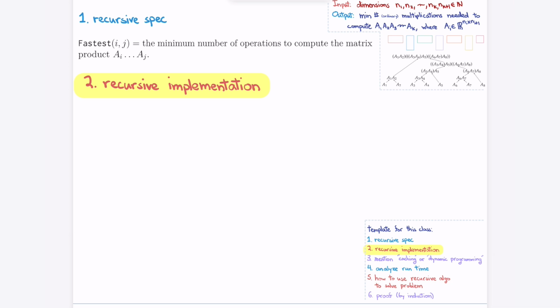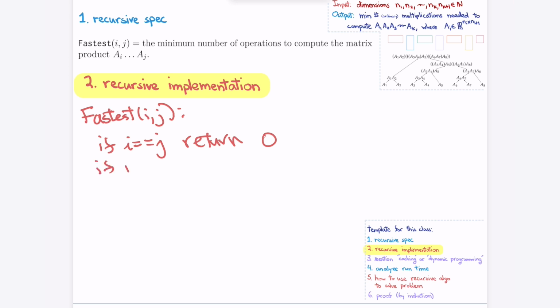It'll be a little bit quick, but okay. If I wanted to implement this, what would be a base case? If i is equal to j, return 0. If j is equal to i plus 1, return whatever that calculation is. All right, so the interesting case is that there's more than two matrices.